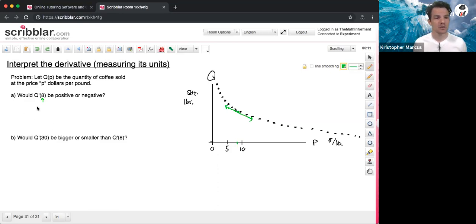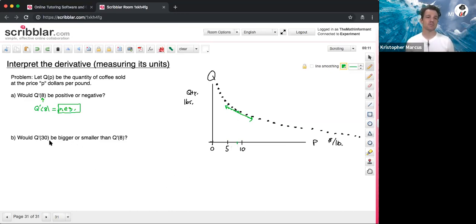So what do we know? We know that Q prime at 8, when the price is fixed at 8, is negative. Why? Well, simple. As the price increases, the quantity is decreasing. So the slope of our line, or the tangent, when price is 8, is going down. The quantity sold is going down as the price increases.